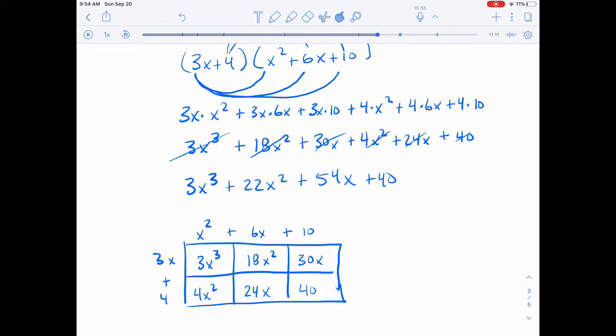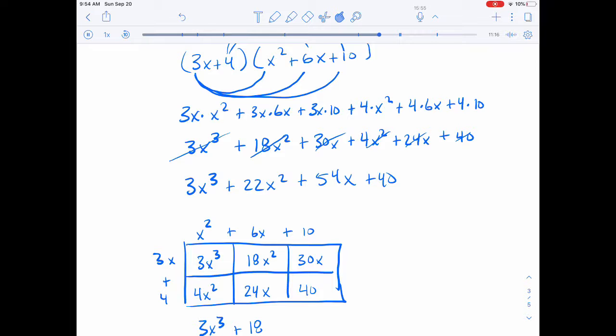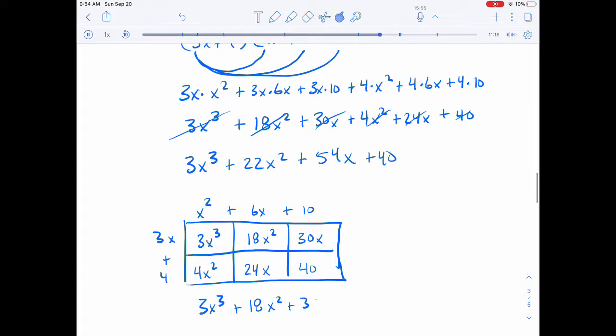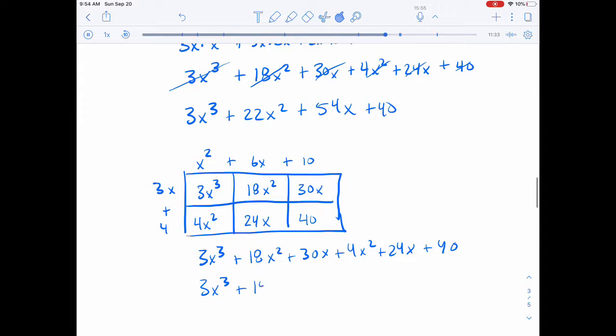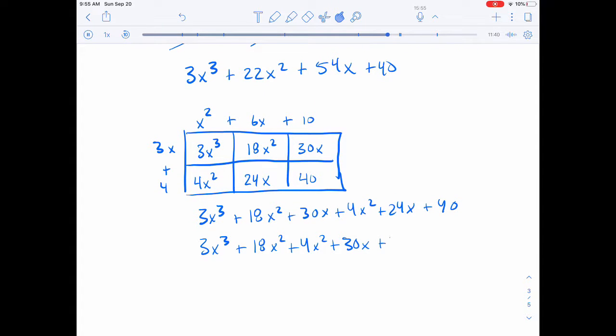Let's go ahead and add our boxes. So we have 3x cubed plus 18x squared plus 30x plus 4x squared plus 24x plus 40. Let's rearrange this expression using the commutative property, putting our like terms next to one another. So we have 3x cubed plus 18x squared plus 4x squared plus 30x plus 24x plus 40.